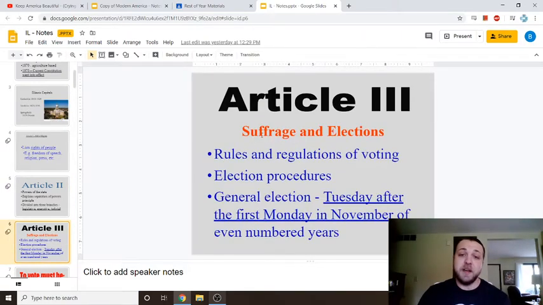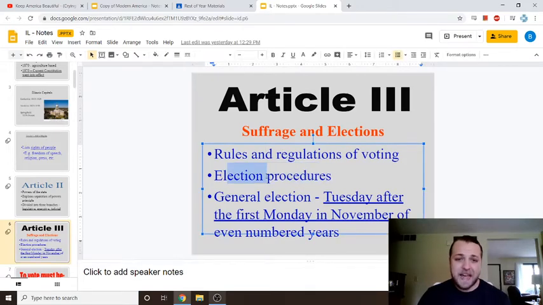Article 3 is about voting rules, who can vote, and how our elections, when they happen, and what that's like. The general election in Illinois to get into the General Assembly of Illinois is the Tuesday after the first Monday in November of even-numbered years. That's the same as the federal election day.